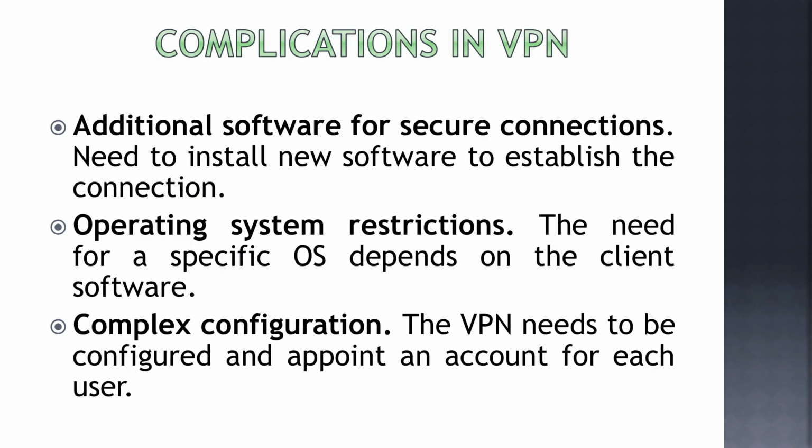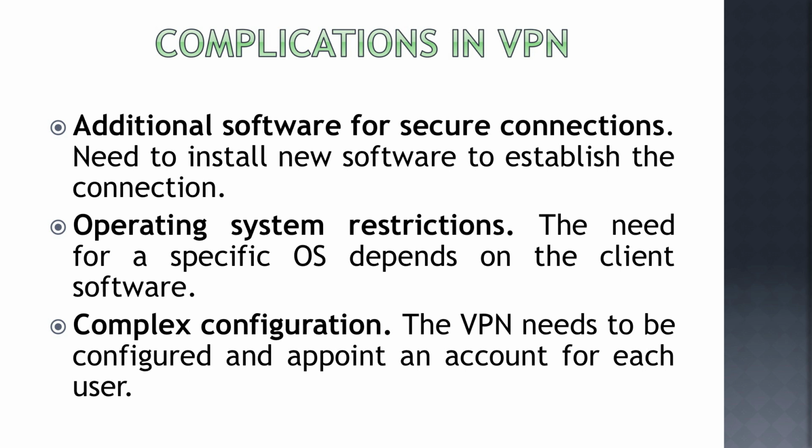With these benefits, there are some complications in VPNs also. That is the reason it is used only nominally, and as I told you, it is used in small organizations only, where the number of users is very small. So, what are the complications in VPN? The first is additional software for a secure connection. You need to install new software on your system to establish a connection with the server or the database or whatever access you want.